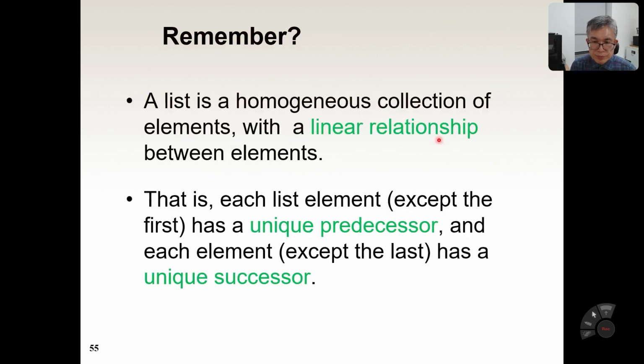Okay. Remember, a list is a homogeneous collection of elements with a linear relationship between elements. That is, each list element except the first has a unique predecessor, the parent, and each element except the last has a unique successor, the child. The first one doesn't have any predecessor, and the last one doesn't have any successor.